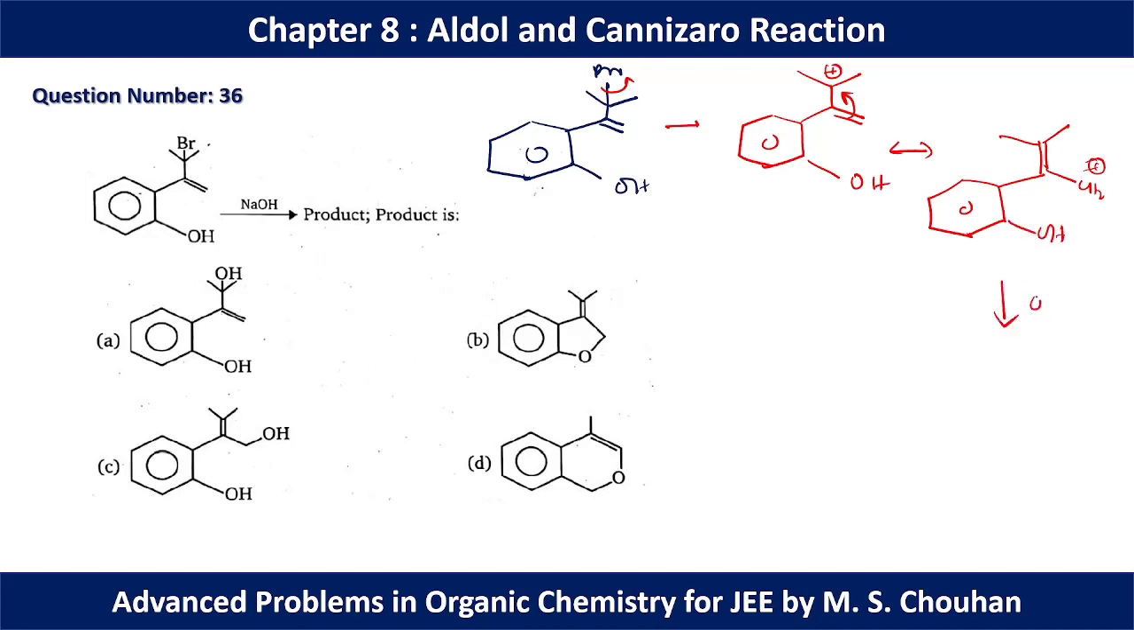Now if we add base OH minus, this can abstract this hydrogen and we can have a situation like this. Now O minus can approach this carbon and finally we are going to form a 5-member ring. So option B should be the correct option for question number 36.